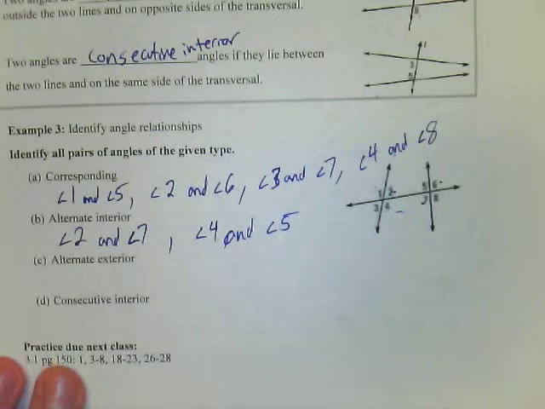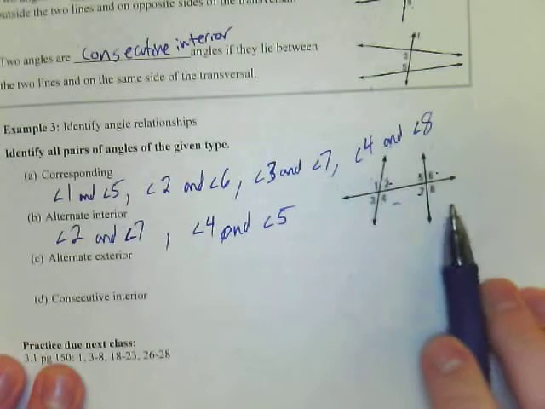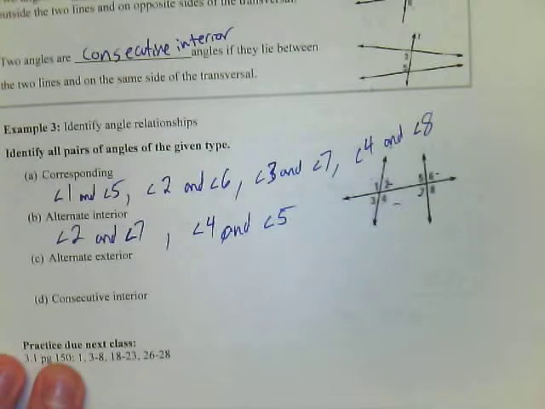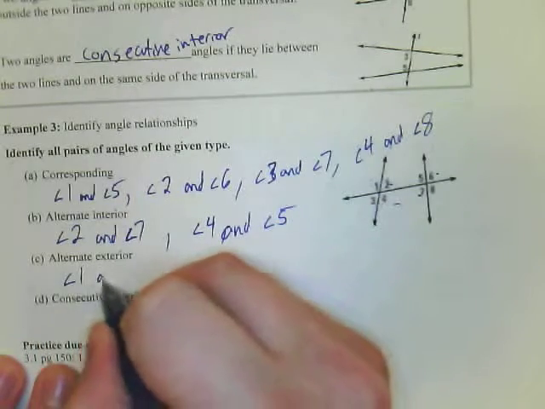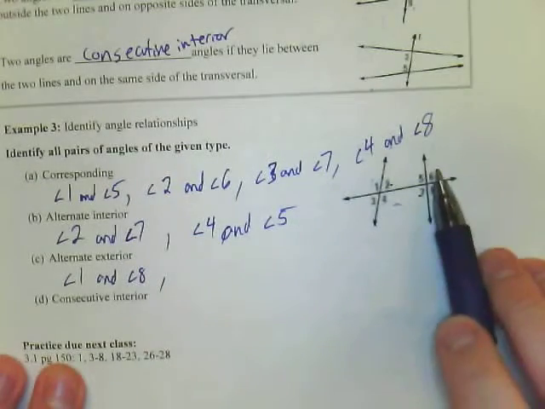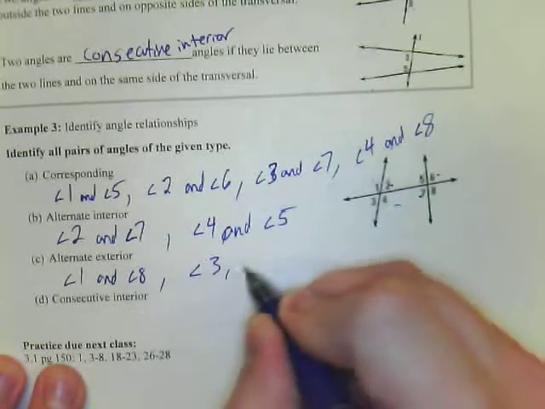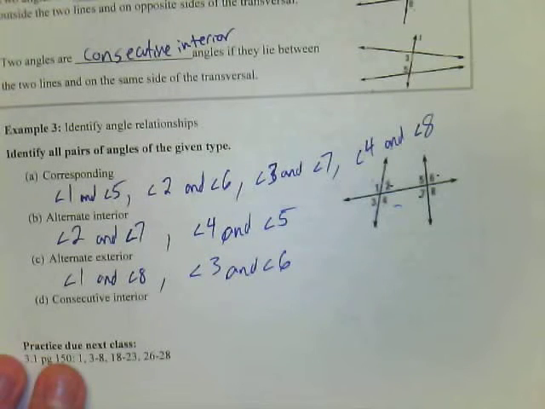Alternate exterior angles, again, these are going to be outside of the two lines and on different sides of the transversal. So if we look at, say, angle 1 and angle 8, one's on top, one's on bottom of the transversal, and they're outside of the two lines. So that's a pair of exterior angles. So angle 1 and angle 8. Then we could look at, say, angle 3 and angle 6. Those are also outside of the two lines. And they're on alternate sides of the transversal.